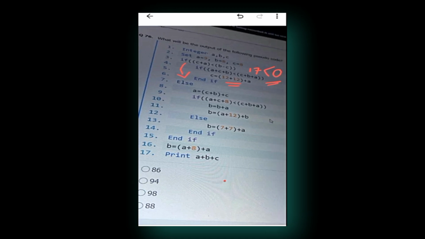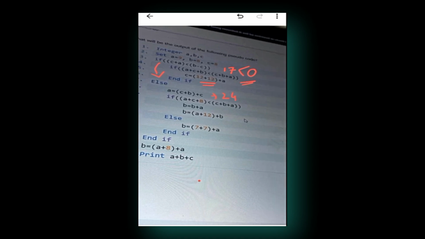So now we'll check the else block, and we see that A is initialized like C plus B plus C. So C was what? 8, B was 8 and C was 8. So this becomes 24. 8 plus 8 plus 8, that becomes 24, and we are checking again if A plus C plus 8 is less than this. So A plus C means what? A plus C means 24 plus 8, that becomes 32, plus 8, that becomes 40.